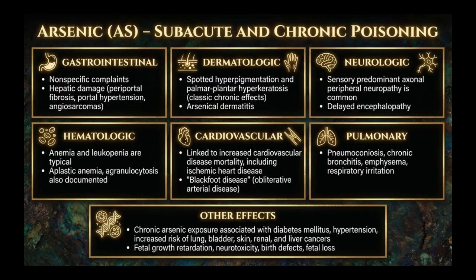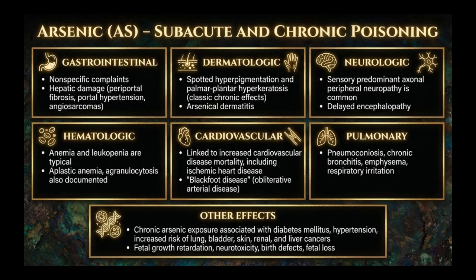Blood abnormalities include anemia and leukopenia, which typically resolve within weeks to months. Cases of aplastic anemia and agranulocytosis have been documented, and early indicators of arsenic toxicity can include abnormal cell division in the red blood cell lineage, known as erythroid cell breakdown.